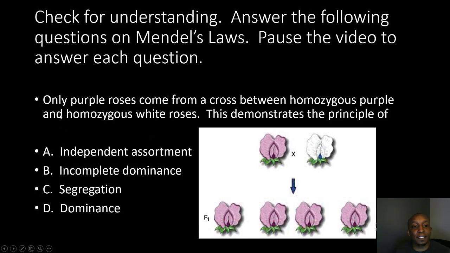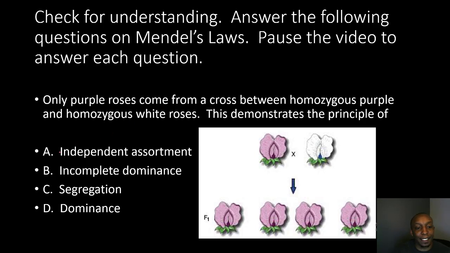In our first problem, it says only purple roses come from a cross between homozygous purple and homozygous white roses. This demonstrates the principle of, if you notice, we have a purple flower right here crossed with a white flower, and our F1 generation, our first generation, is all purple flowers. So let's go ahead and cross out what we know is not.